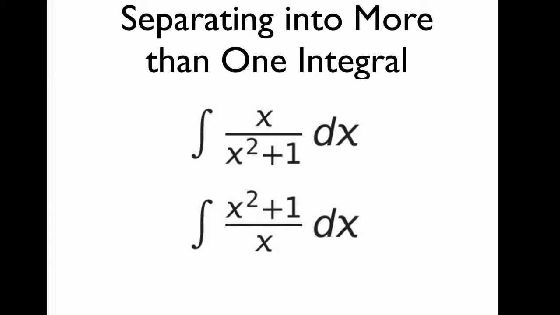Separating into more than one integral is another trick. So here I have two integrals that are pretty similar looking. x over x squared plus 1, or the reverse of that, x squared plus 1 over x. So one of these is a u substitution and one can be separated. So go ahead and take a second and see if you can figure out which is which.